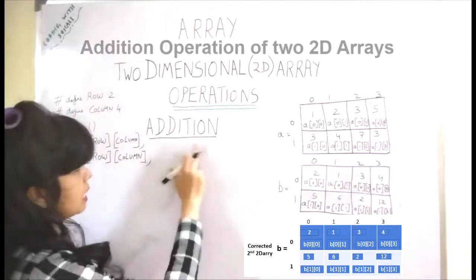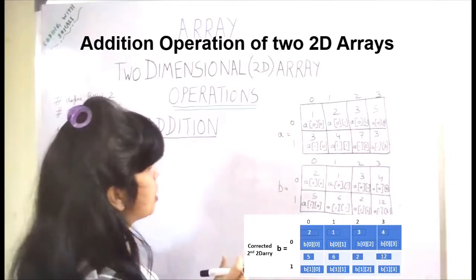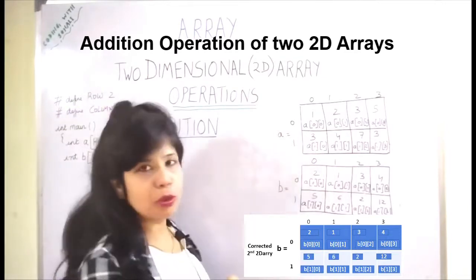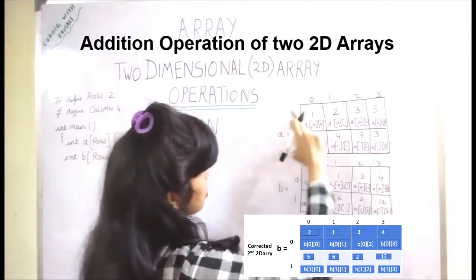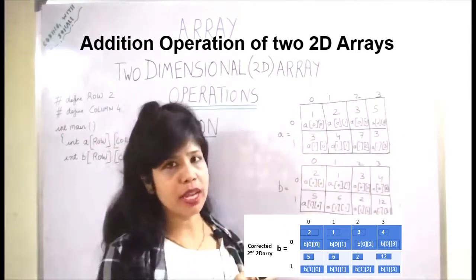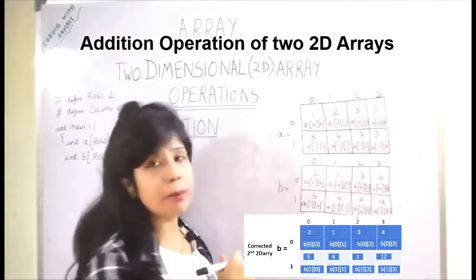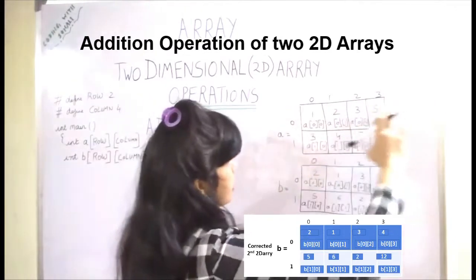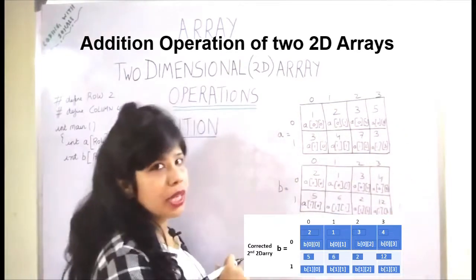So first we will be seeing the addition operation on the 2D arrays. Two 2D arrays we have to take in order to perform the addition, that is, the arithmetic operation on it. First of all, we know that the 2D array is represented in the logical way. It is represented in the matrix form. So this I am taking, this is the first 2D array and this is the second 2D array.